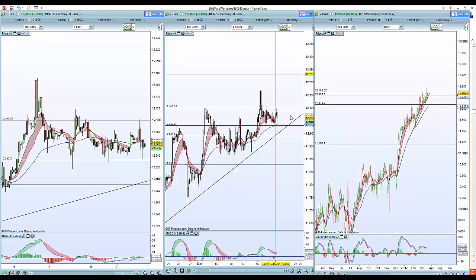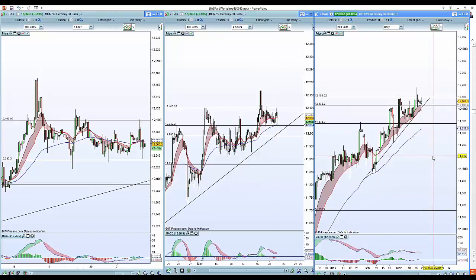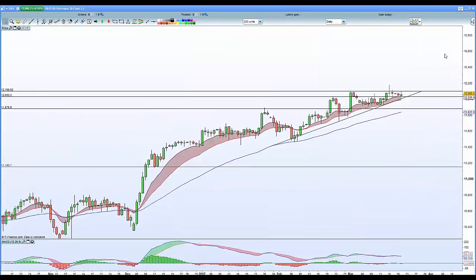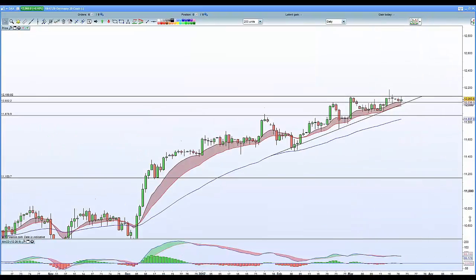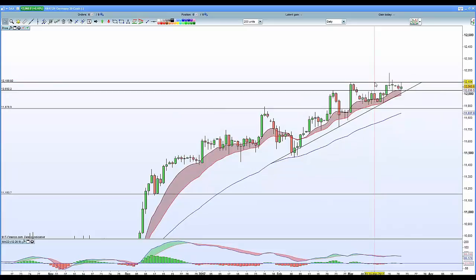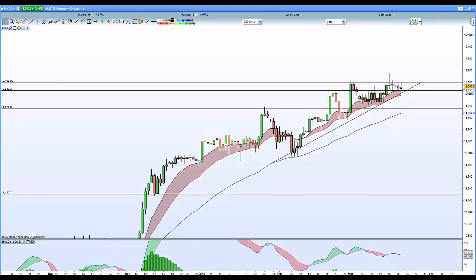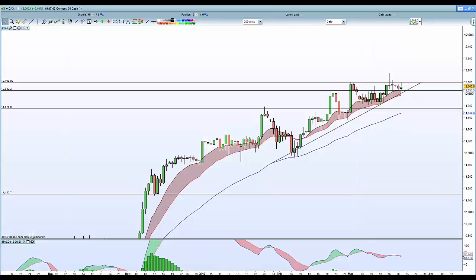Looking at the DAX daily chart, still very bullish. Key resistance level is around the 12100. Interestingly, if you look at the MACD, if you compare this high, let me get my drawing tool. If you compare this high and this high.